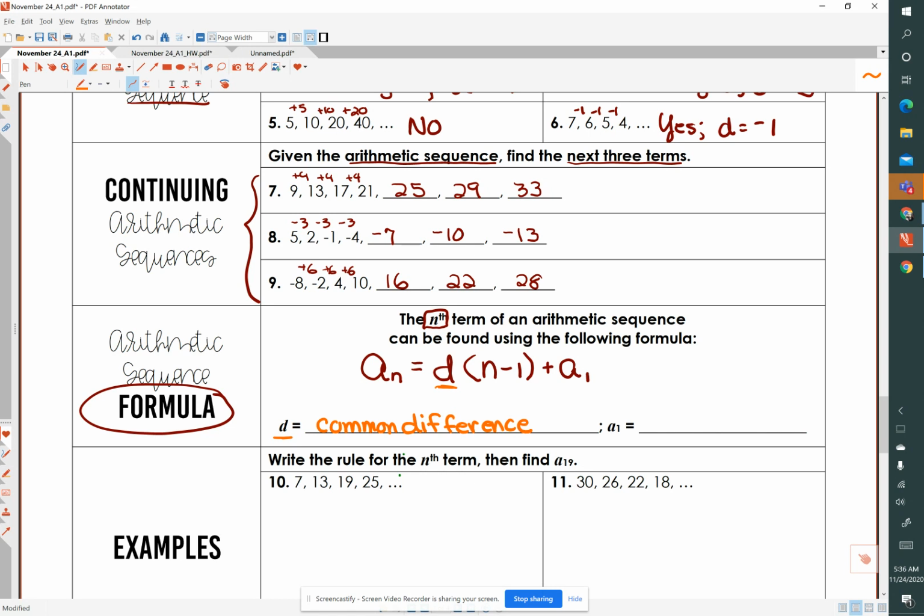So the common difference is this amount. If we look back up here to number 9, this 6 that we added, that was the common difference. If we look at number 8, the common difference was negative 3. So the common difference will be different in each problem. The a sub 1 is the first term in the sequence.